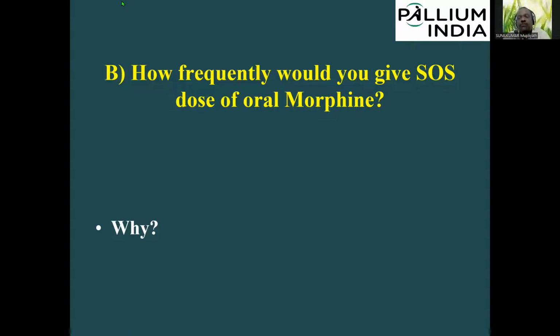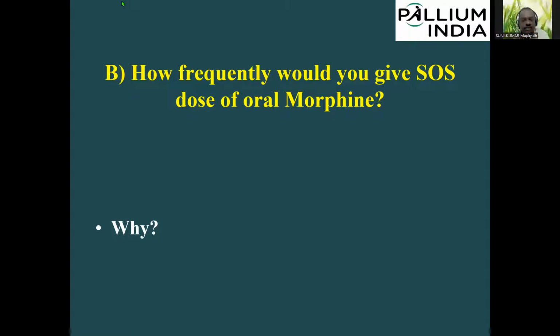So I'm asking, at 6:30 a.m., what are we supposed to do? This patient is complaining of severe pain, even though he received one dose at 6 a.m. Repeat the dose, no? Give the same dose. Okay, anybody else? Not before 4 hours, I think. So we already told that morphine needs to be given every 4 hours, but we also told that in addition to the regular dose, we have to give SOS.